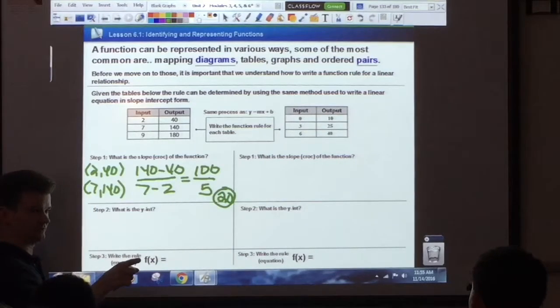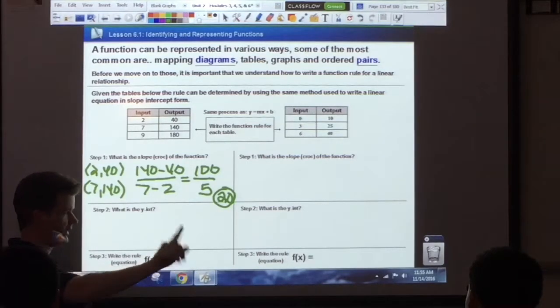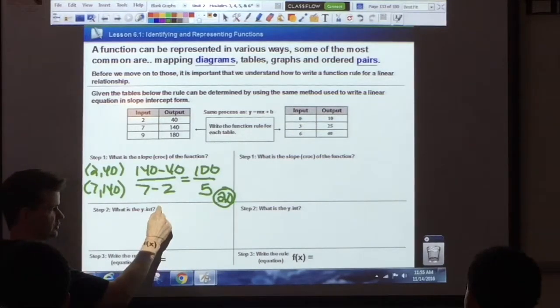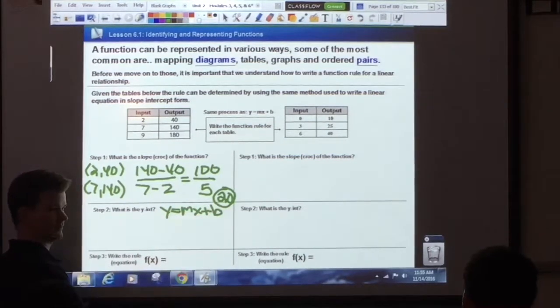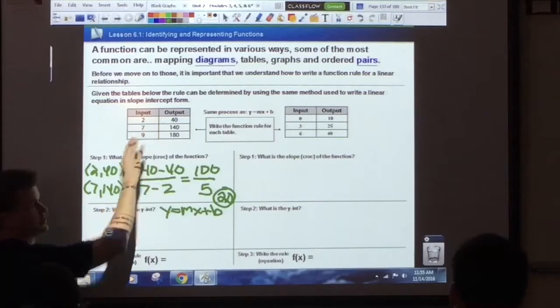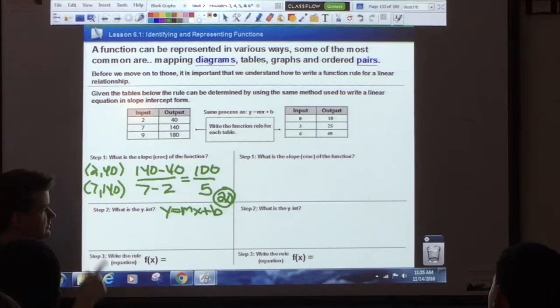Once I know the slope, I must still find the y-intercept. So to do that, remember this equation? Y equals mx plus b. We know the m, and we know a whole bunch of xy's. Kian, what xy coordinate pair do you want to use to find the b?